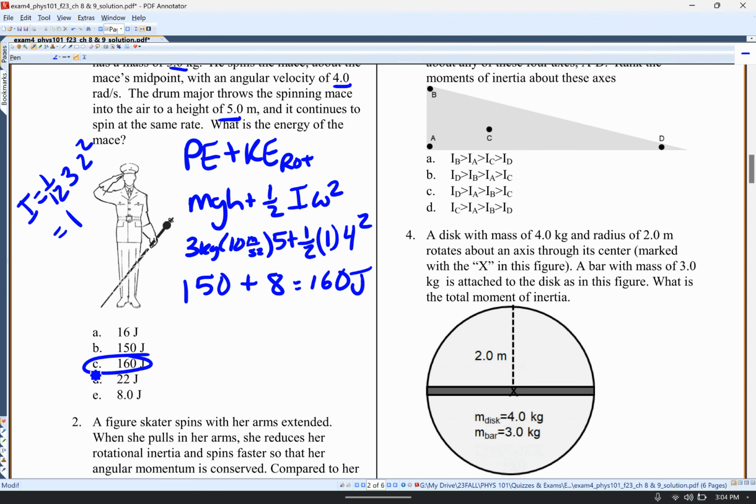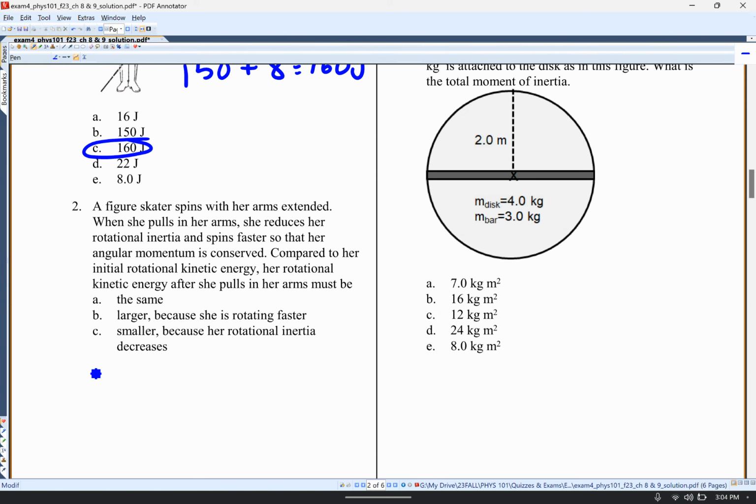A figure skater spins with her arms extended. When she pulls in her arms, she reduces her rotational inertia and spins faster. Because remember, L is equal to I omega. So if this goes down, that's going to go up by the same amount. What about the rotational kinetic energy? Is it going to be larger, smaller, or the same?